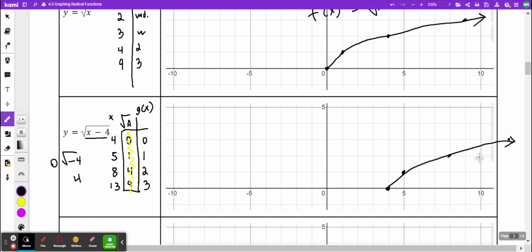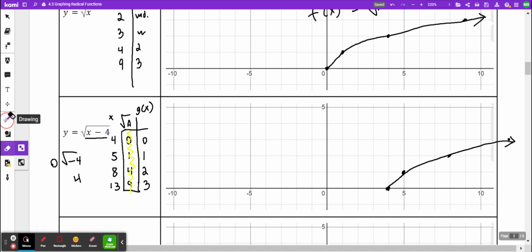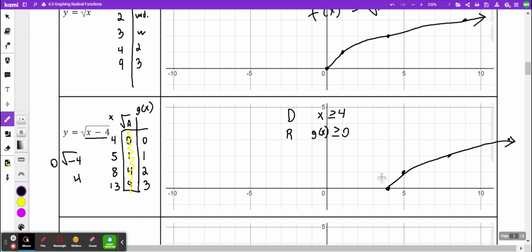If you look at this, there's all this information that I'm not using. Is that okay? Yeah, it's okay, but understand that our domain starts when x is greater than or equal to 4. Our range is still g of x, or y, greater than or equal to 0. That's this part right here. All right, let's go on to the next one.